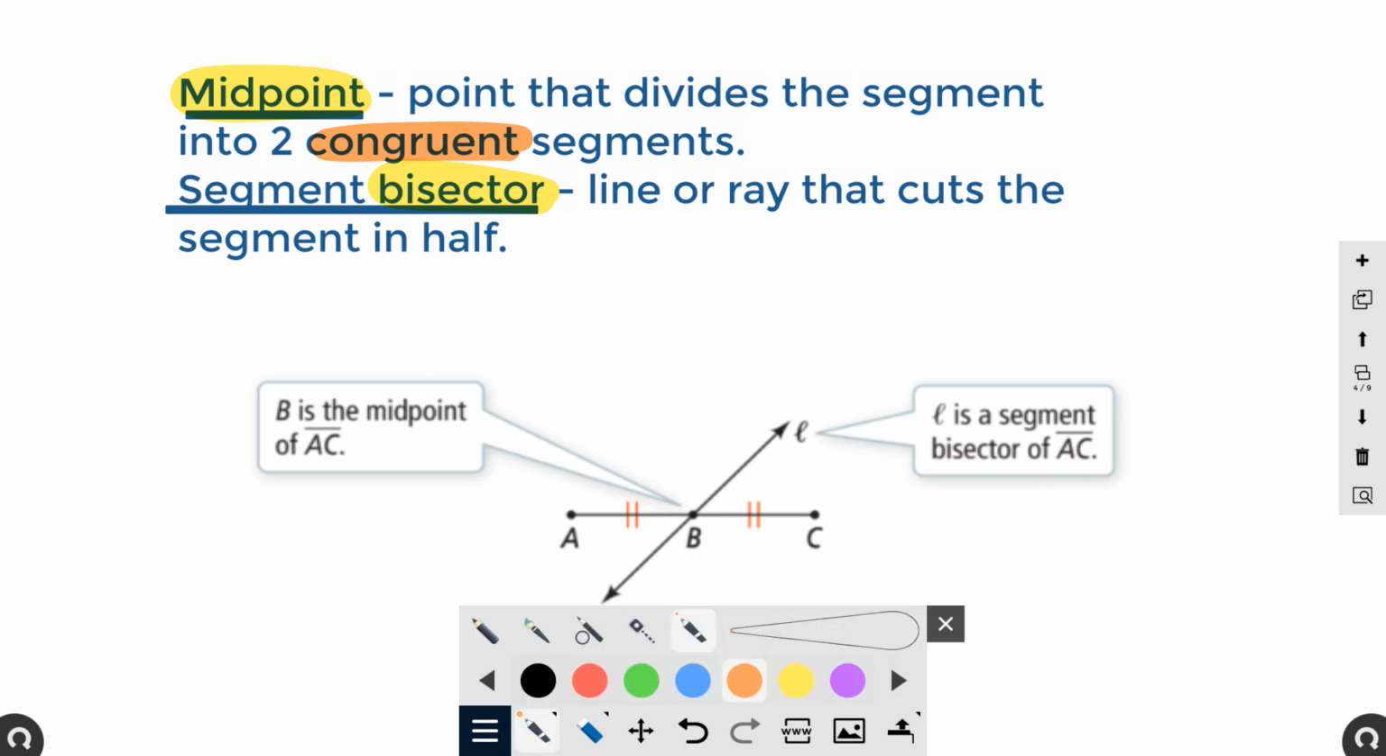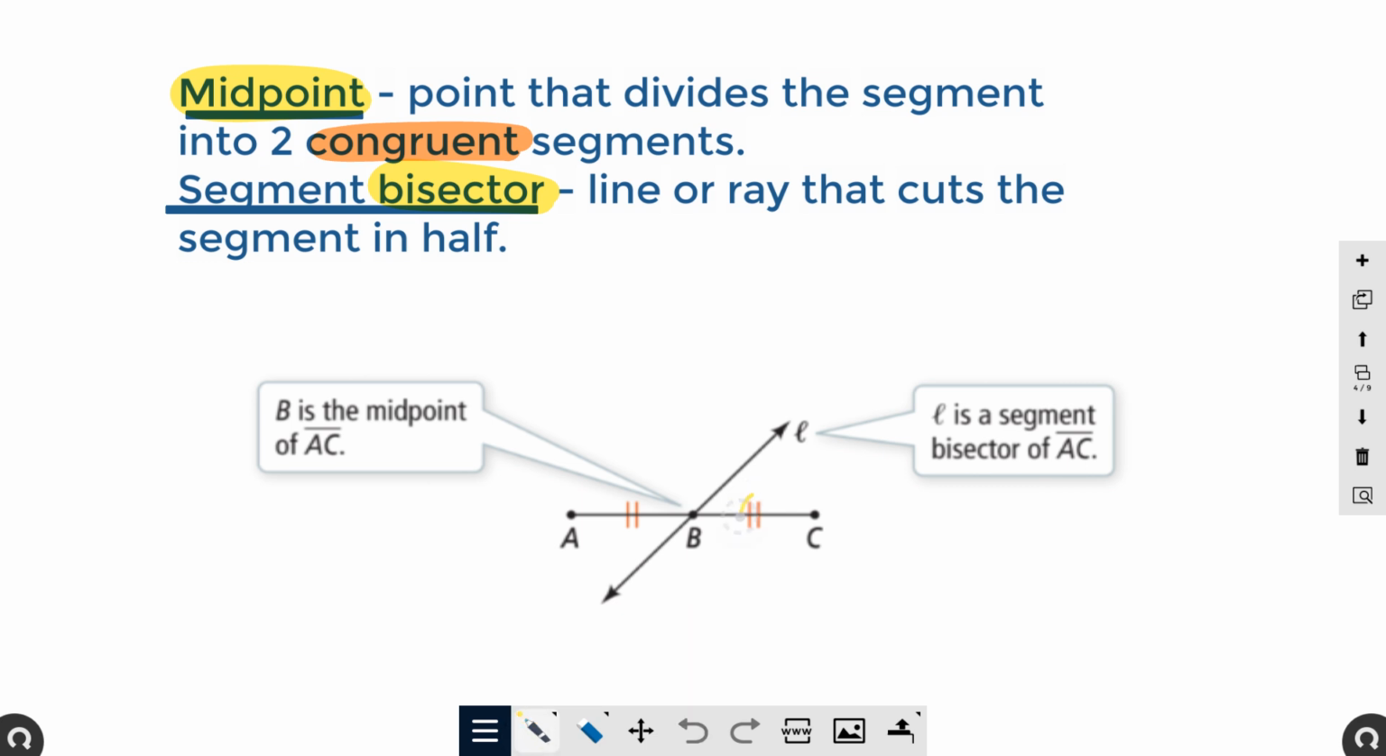Now, down here on the graph, you see these two little marks here and here. Those also mean congruent pieces. So if you see little vertical red marks, it means that things are equal to each other. Sometimes it's just one line, and sometimes it's two lines. So this is saying that AB is equal to BC. So you can either see the marks, or it has to say the word midpoint or bisector.